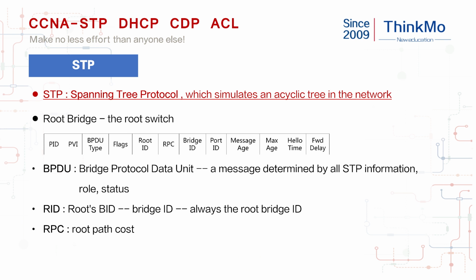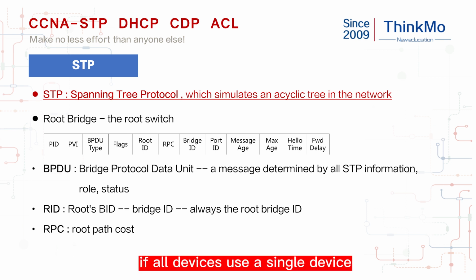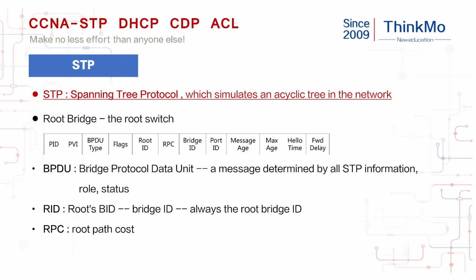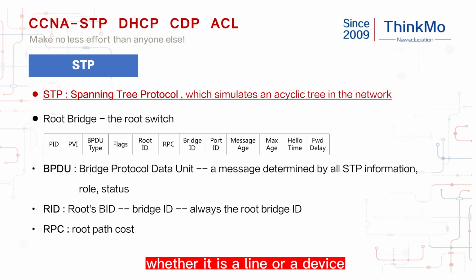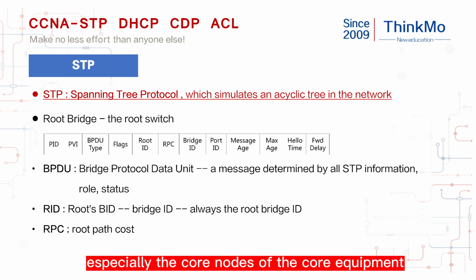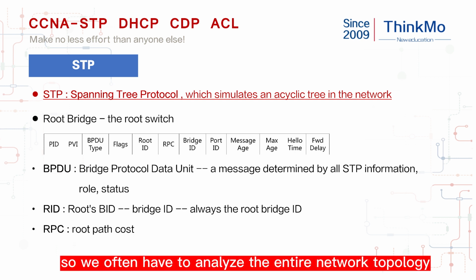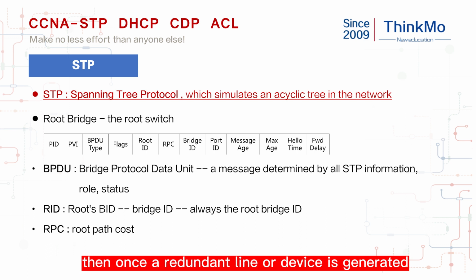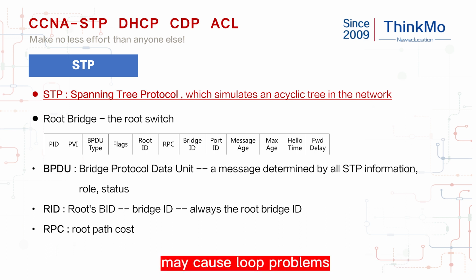We said it before. In the network, if all devices use a single device, then the single line is connected to another device. You will find it creates a single point of failure problem, whether it is a line or a device. We cannot allow nodes in the network to have a single point of failure, especially the core nodes of the core equipment. So we often have to analyze the entire network topology. There are some redundant devices and lines present. Then once a redundant line or device is generated, it may cause loop problems.